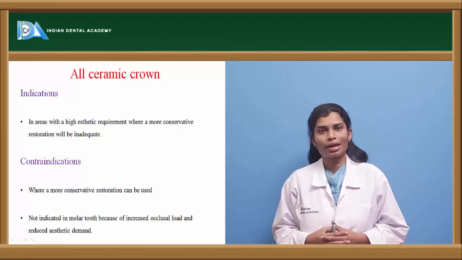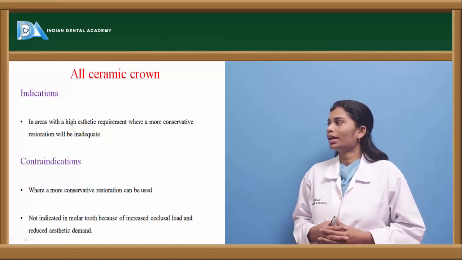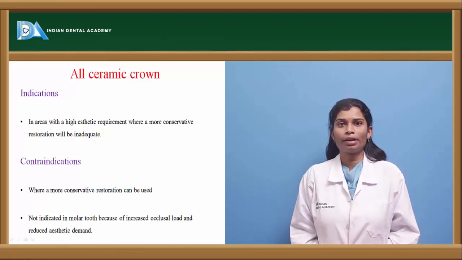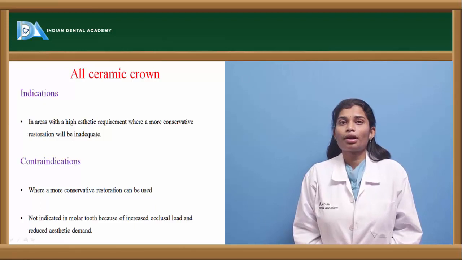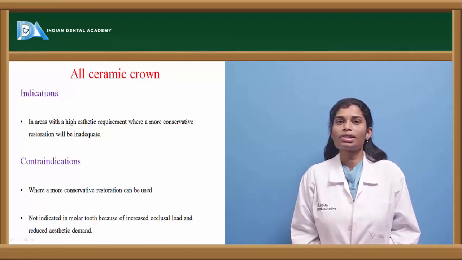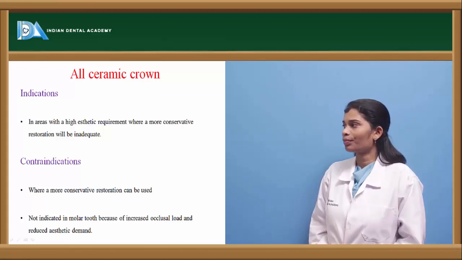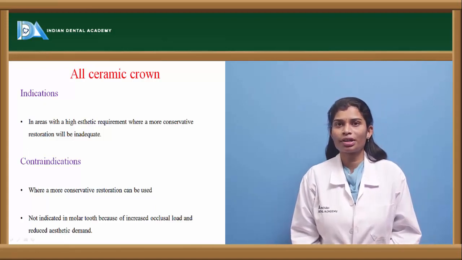Looking at the all-ceramic restoration, which is the third type of full veneer restoration, the indications are in areas where you have high aesthetic demand. In the case of anteriors, upper or lower anteriors, where the patient is young and demands high aesthetics, all ceramics are the best treatment option you can go ahead with. And contraindications are when a more conservative restoration can be given.